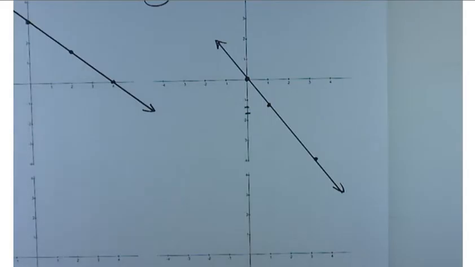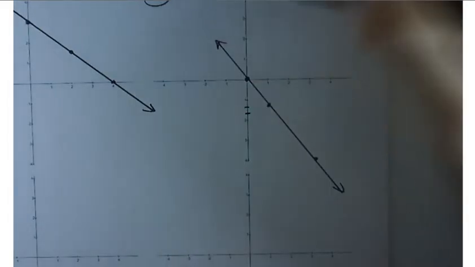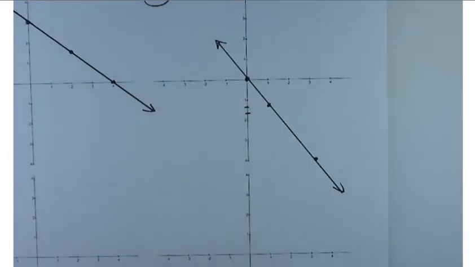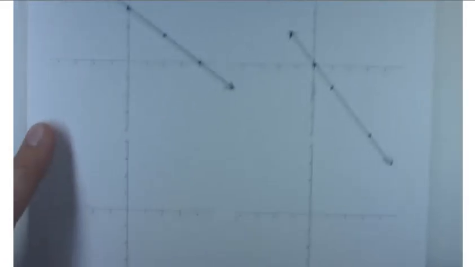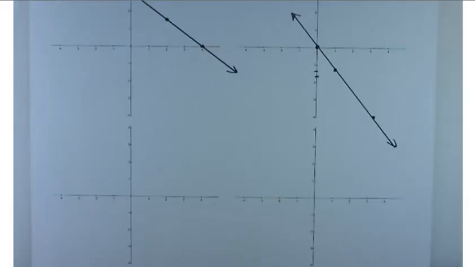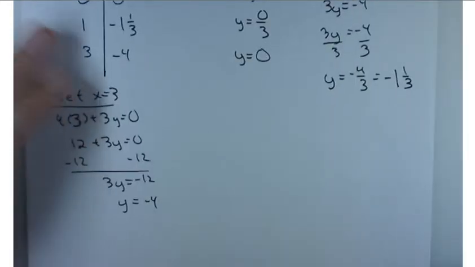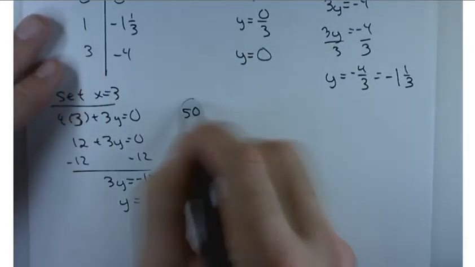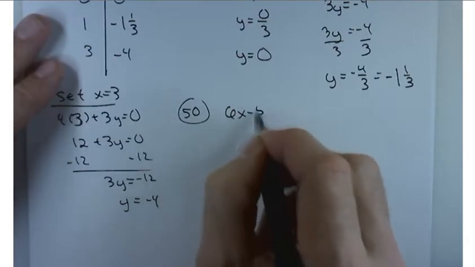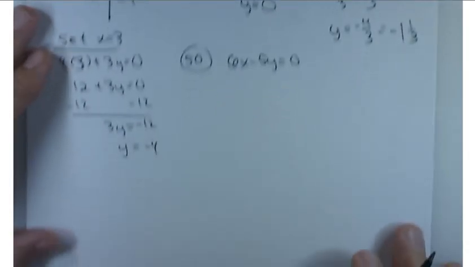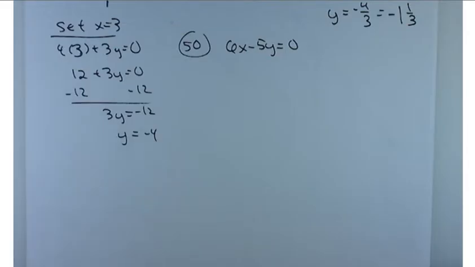Do you want another one like problem number 48? Another one that goes through the origin? Okay. Let's do number 50 then. You do number 50. 6x minus 5y equals 0. And like the last one, let's graph that and see what we get.